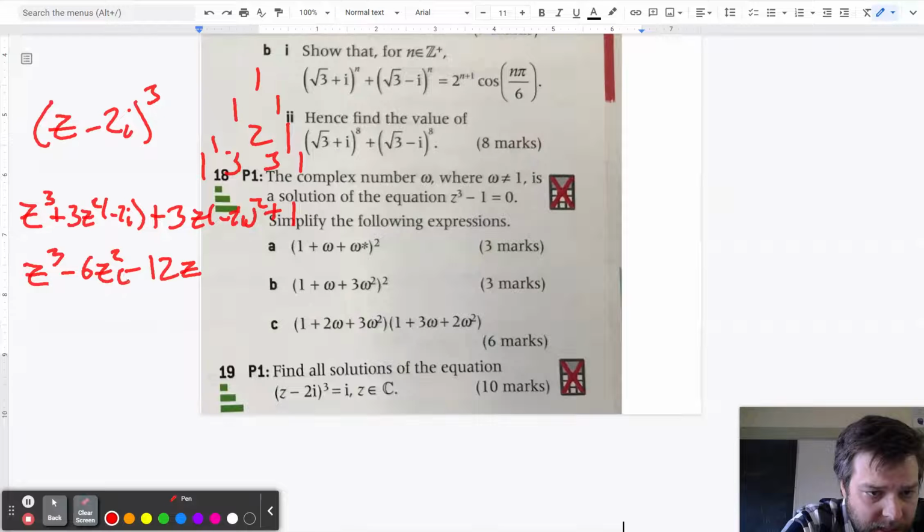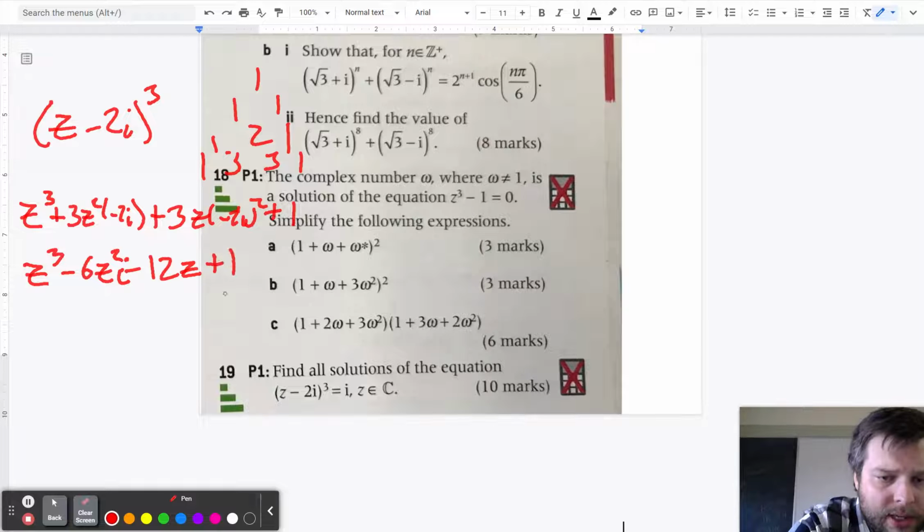6z squared has an i on it. This other one becomes minus 12z because 2 squared is 4, but i squared is negative 1, and plus 1. And I'm trying to see if this is equal to i. Yeah, I don't know. Let's see.